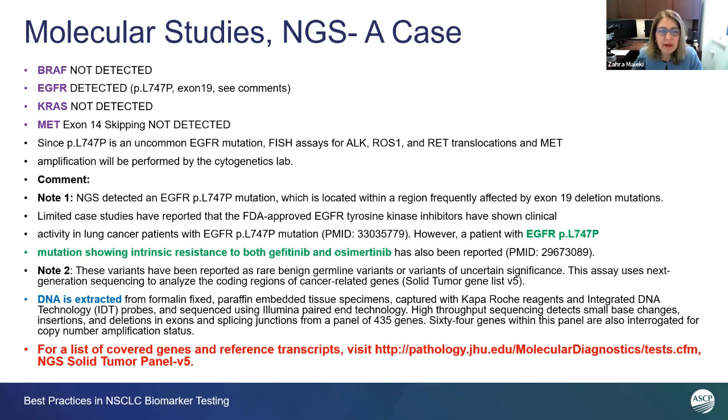However, they detected EGFR L747P on exon 19. And that mutation is significant because these patients show resistance to both gefitinib and osimertinib. So that's important. And what happens to this patient next?